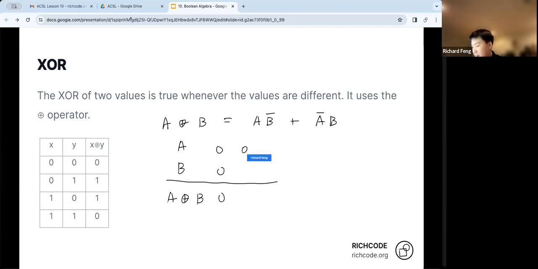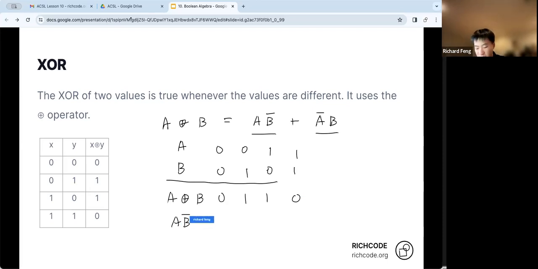So if A is 0 and B is 1, then A XOR B is 1 because they are different. And whenever they're different, then the result is true. Same thing for 1 and 0. And then for 1 and 1, since they are the same, then A XOR B is 0. Okay, now let's evaluate each of these components separately.